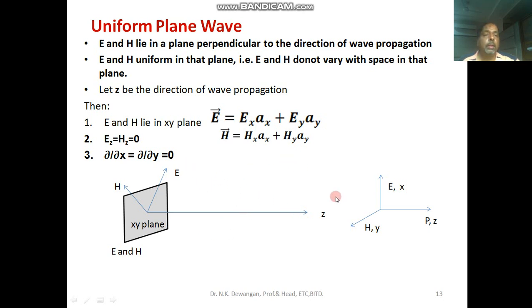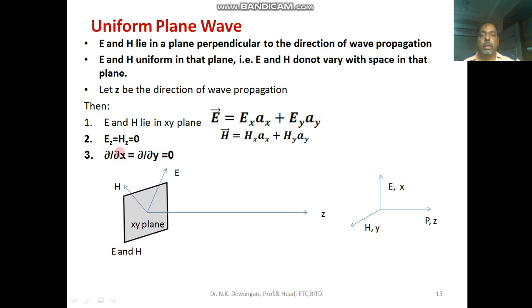So if Z is the direction of wave propagation, then electric field may have X and Y component only, and similarly H may have X and Y component only. And in that case, Ez will be equal to 0, Hz will be equal to 0, that is the Z component of electric field and magnetic field will be 0 if it is a uniform plane wave traveling towards Z direction.